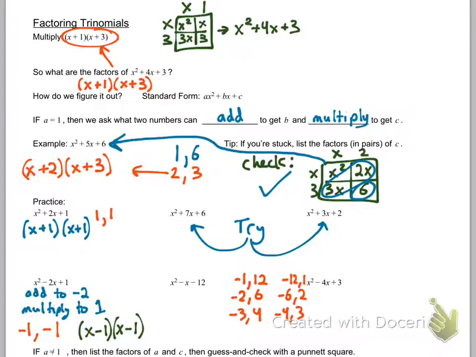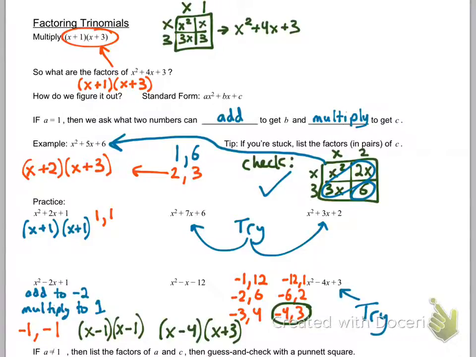And if you look closely, we need to have it add up to negative 1. So I'm going to pick negative 4 and 3, because those two add to negative 1. So my final answer is x minus 4 times x plus 3. Go ahead and try this last one on your own.